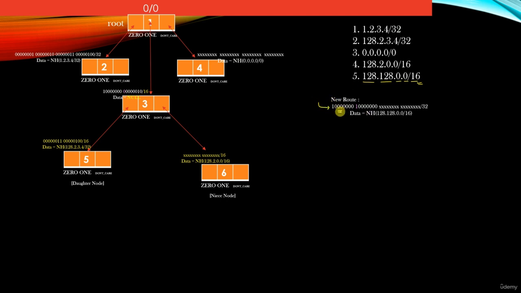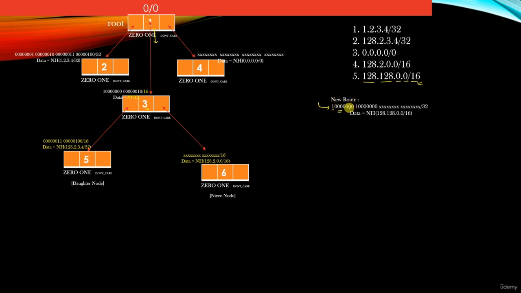As you proceed towards inserting this route into this M-trie data structure, we start our traversal from the root node of this M-trie data structure. The very first bit of this new route is 1. So it means that we will take the path along the 1th child of the root node of the tree. And we land at node number 3.